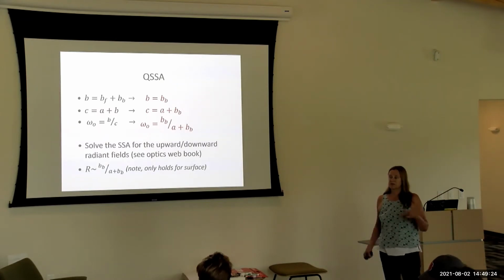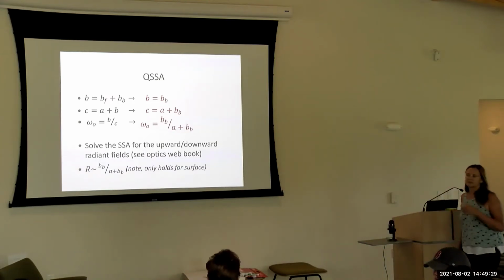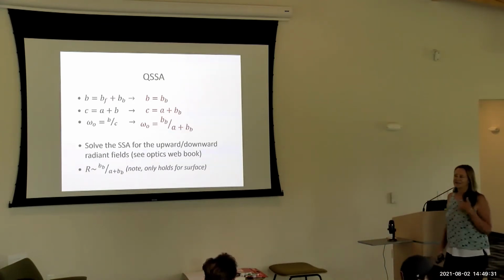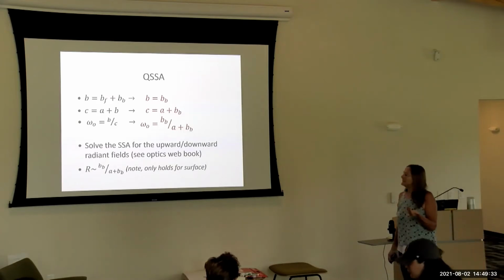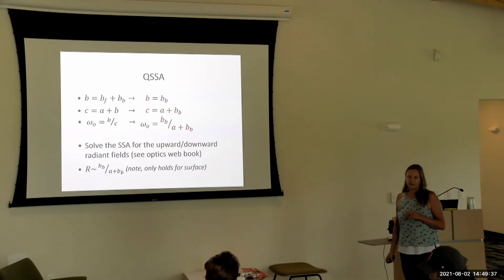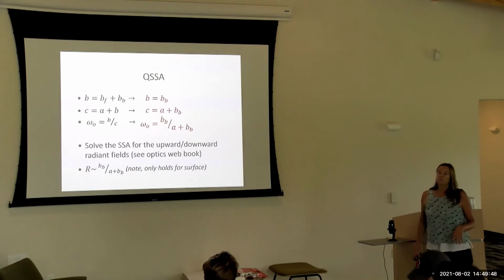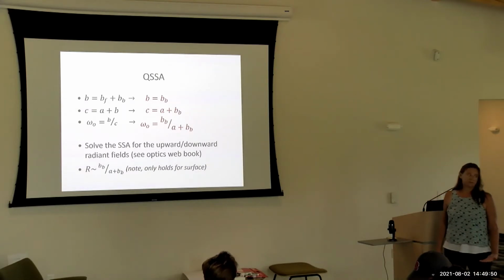That is how you get to that equation that everybody uses. They don't talk about it. They start with R equals bb over a plus bb. Well, that's how you do it. There's a lot of work that went into that. The really important thing is that it only holds reliably for the surface. So people who start using R equals bb over a plus bb at depth, they didn't read the original paper. You have to be really careful making that approximation once you're away from the surface.